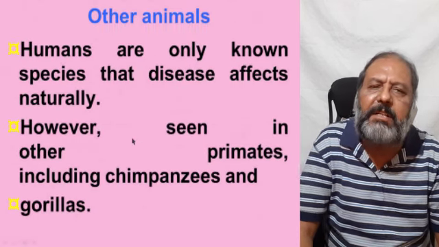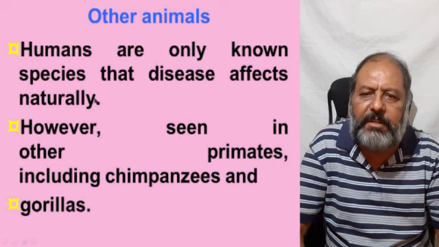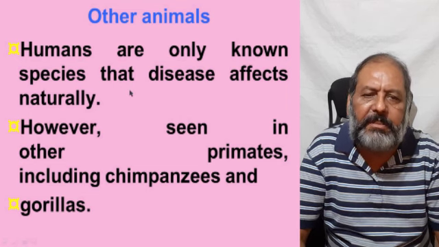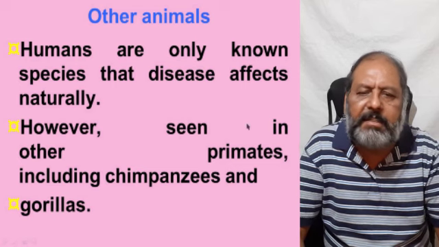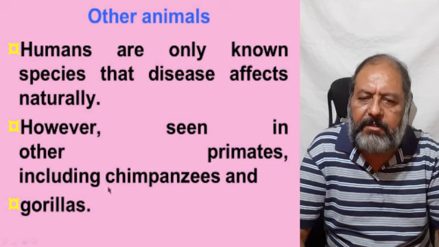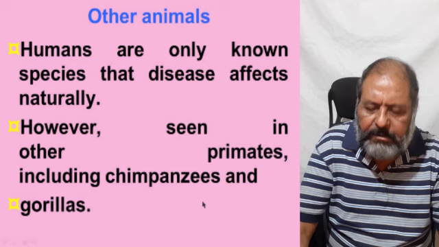Now, other animals in which chickenpox has been seen: humans are the only known species that the disease affects naturally. However, it has been seen in other primates like chimpanzees and gorillas.